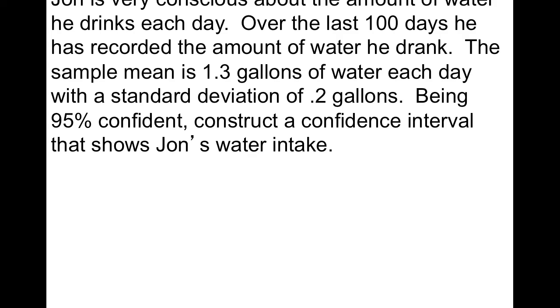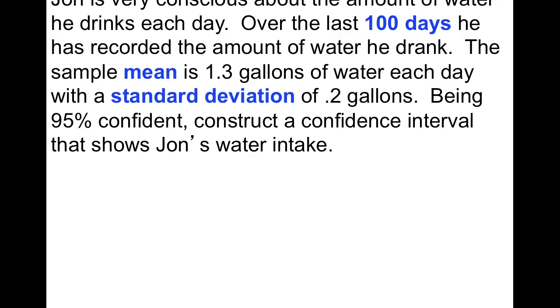So again, look at the information they give us. We're looking at 100 days. That's our n, mean, and standard deviation. Those are the three pieces you need to run the mean test to find the t interval. So you have your n equals 100, your s, which is standard deviation, is 0.2, and your mean is 1.3. So it's important you read the problem and think about the pieces that it's giving you.